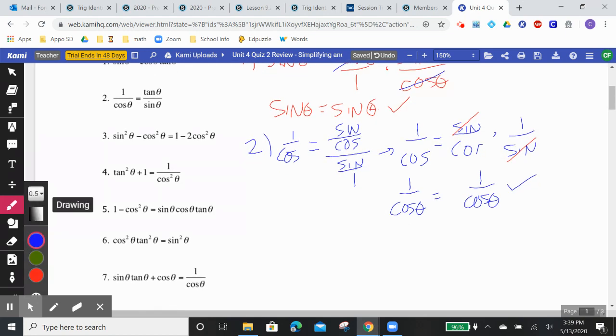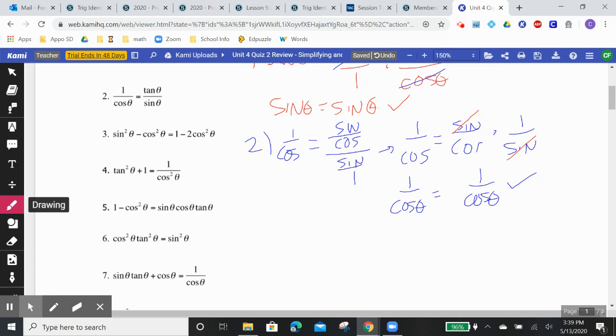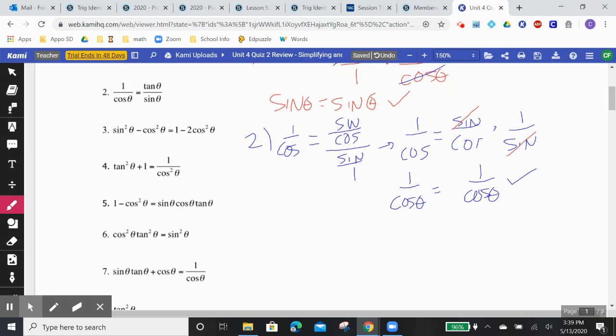Number 3. I know I'm going to be running out of room, so I'm going down here. All right, for number 3 right here, we got sine squared minus cosine squared equals 1 minus 2 cosine squared. This is one where, we did one similar to this before, on the left side, remember, the left side does not equal 1. I know you want to say it equals 1, but it doesn't, because in order to equal 1, it's got to be a plus sign right there. And we don't have that plus sign right there. It's a minus sign. Okay?